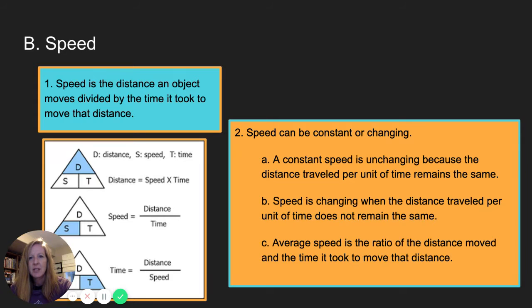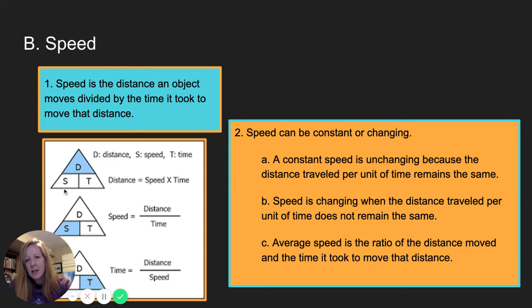Okay, once we have an object that is in motion, lots of times we describe that object based on its speed. And speed, I think we're relatively familiar with, is the distance an object moves divided by the time it took to move that distance.